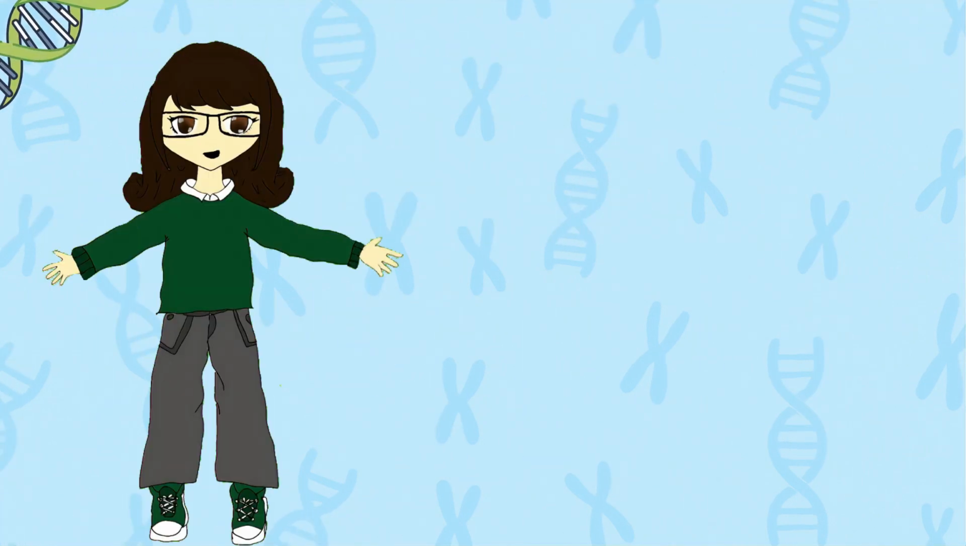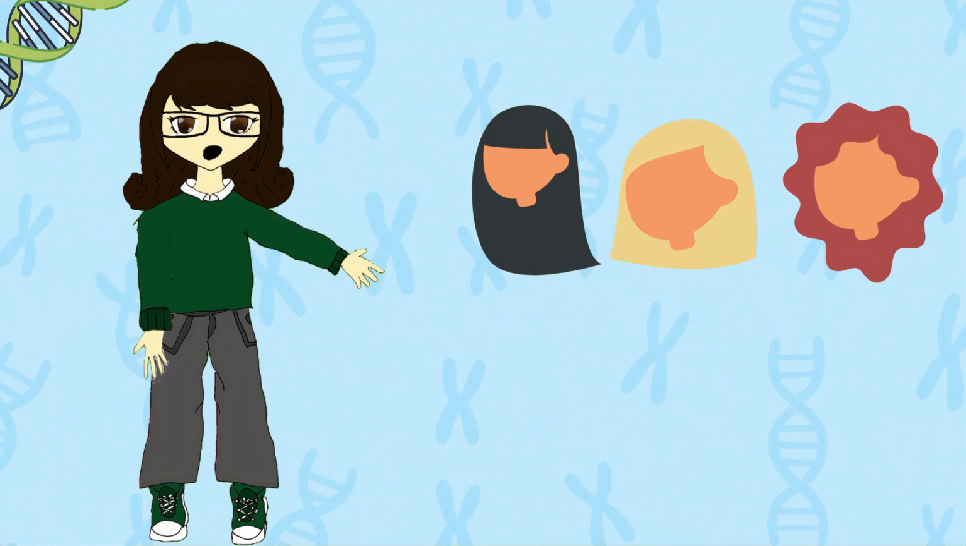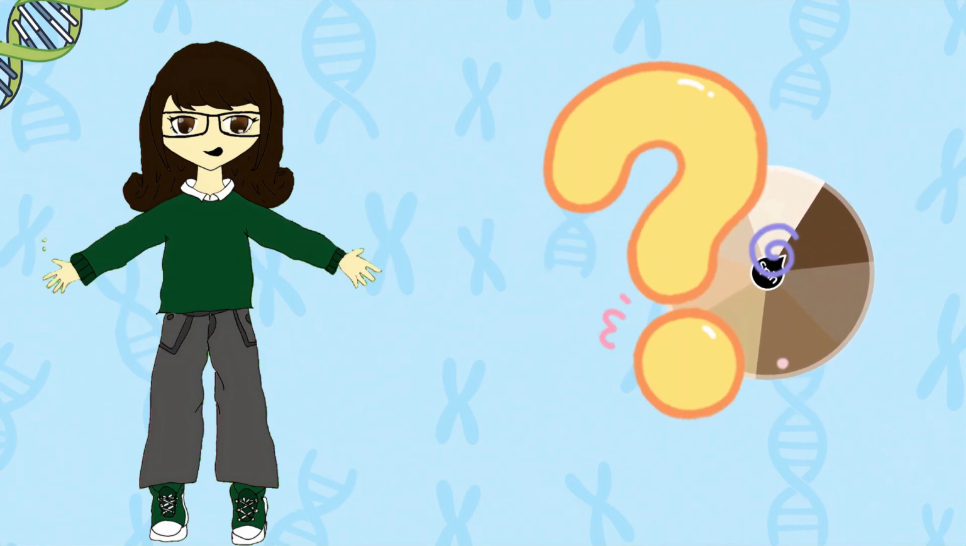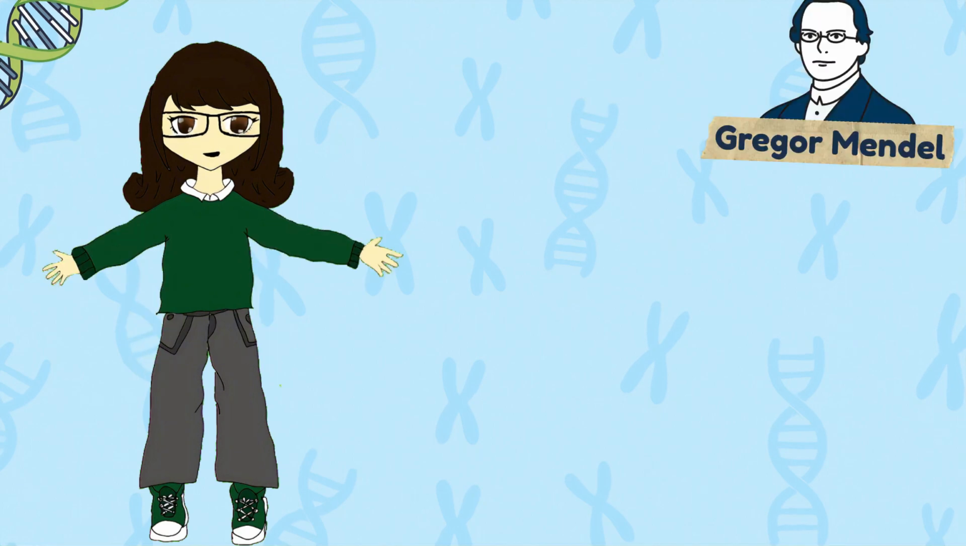Ever wonder why people look so different? Different hair colors, hair textures, eye colors, and skin colors. Why are we all unique? Well, there was a man who wondered the exact same question, but instead of just asking himself, he decided to solve the mystery. His name was Gregor Mendel.